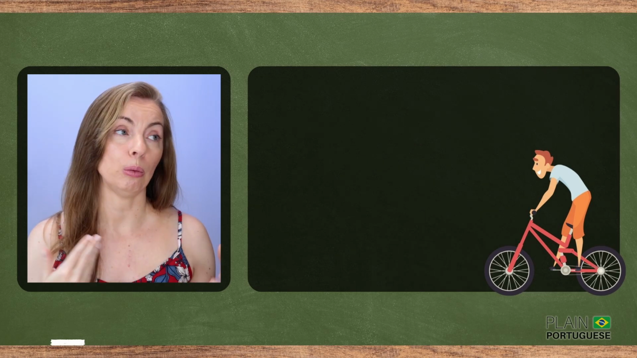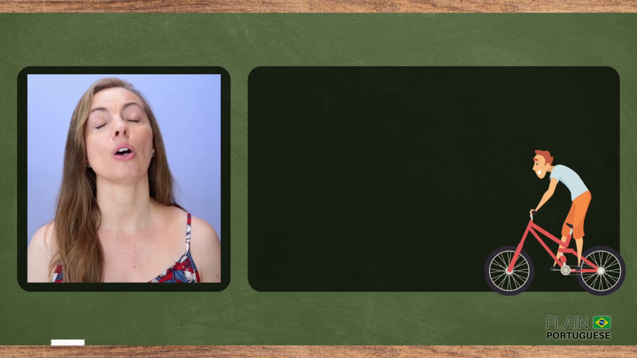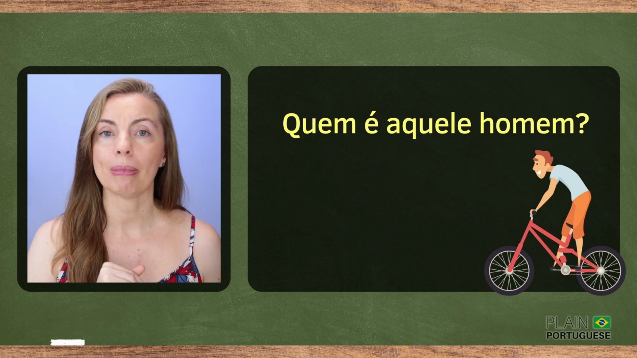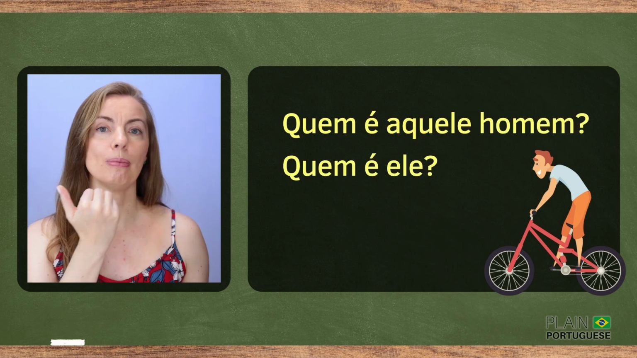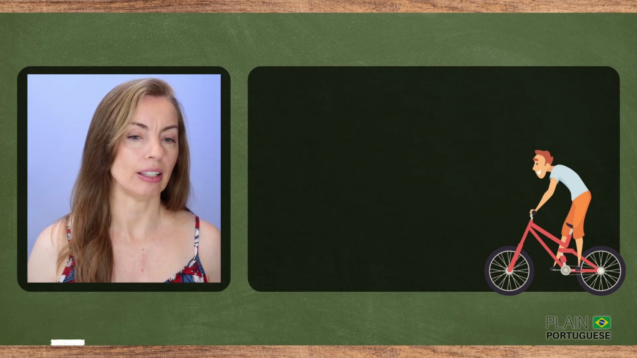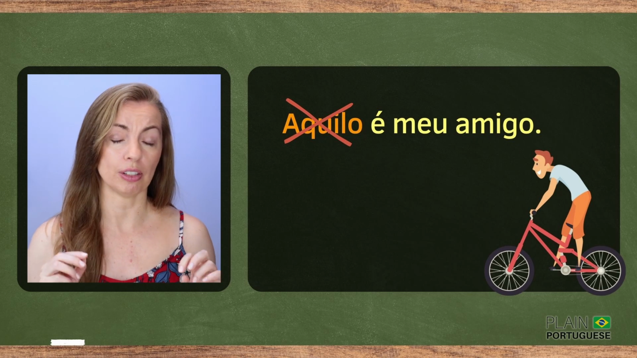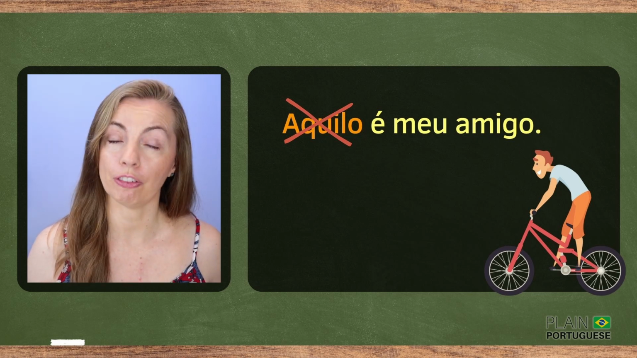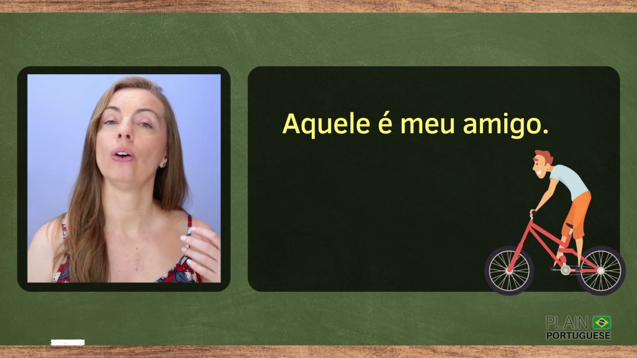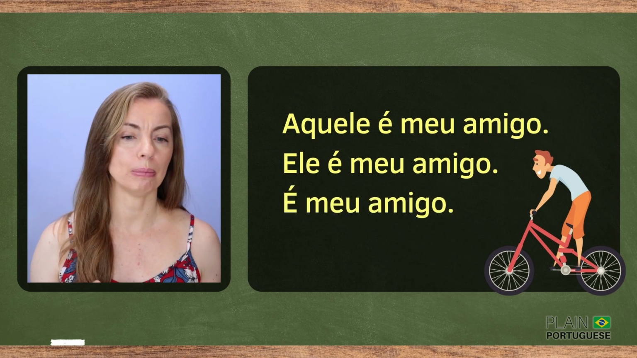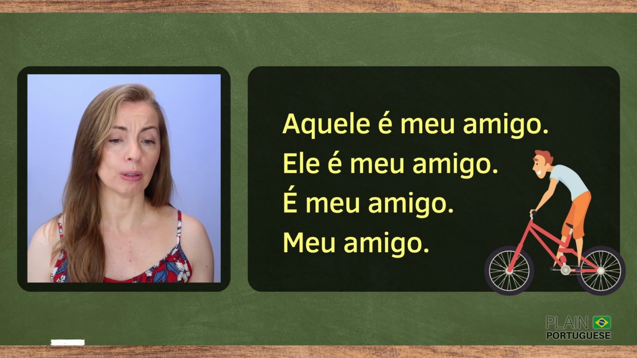Who is that? Well, we'll need to find an equivalent question like "who is that man?" or "who is he?" So you could ask quem é aquele homem? Quem é ele? But never quem é aquilo. And the answer, oh, that's my friend. Don't say aquilo é meu amigo. If you say that, your friend will feel offended. Say aquele é meu amigo, or ele é meu amigo. But don't use isto, isso, aquilo to refer to people.